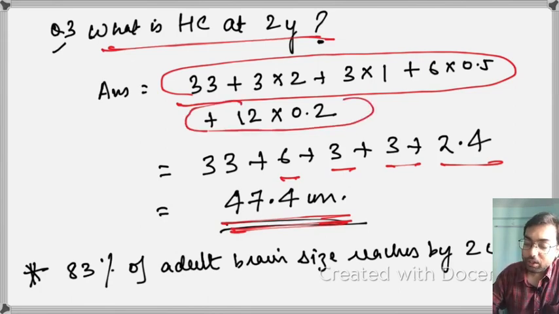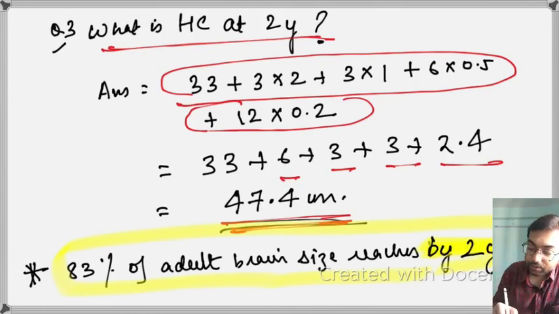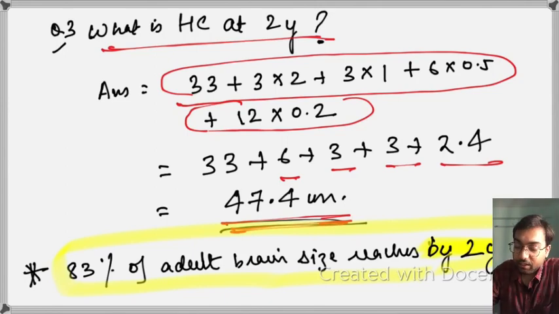Okay, now the next question is that by 2 years of age, the child's brain size is 83% of the adult brain size, and by 3 years of age the child's head size is 90%. These are 2 MCQs. Most of the brain growth occurs in the first 3 years.